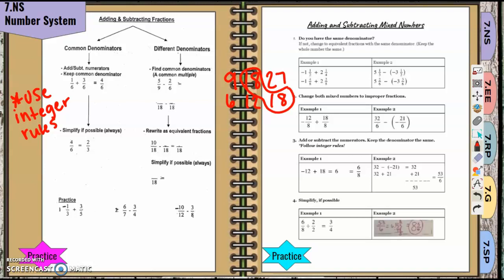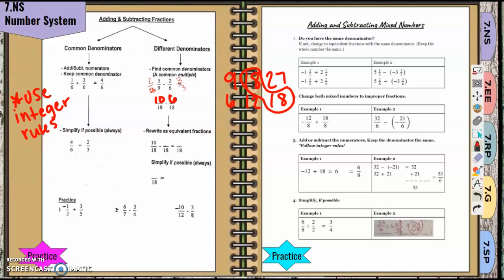In order to do that, I've got to multiply the denominators to get to 18. But if I multiply the denominator by something, I also have to multiply the numerator by that same number. So to get 9 to 18, I multiply by 2. What I do on the top, I do on the bottom. 2 times 5 is 10. 2 times 9 is 18. For 6, I'm going to multiply by 3. 2 times 3 is 6. 6 times 3 is 18.